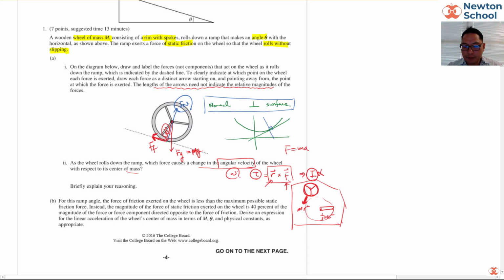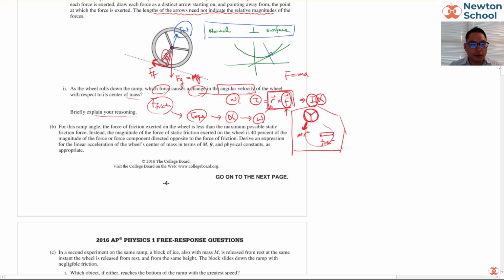So basically, there is a frictional force which generates torque, and that will generate alpha. In this case, you have to say which force, so you say force of friction. And what's the reasoning? Force of friction creates torque, and because of that torque, it creates angular acceleration. Because of this angular acceleration, your angular speed or angular velocity will change. Okay, you can elaborate now.